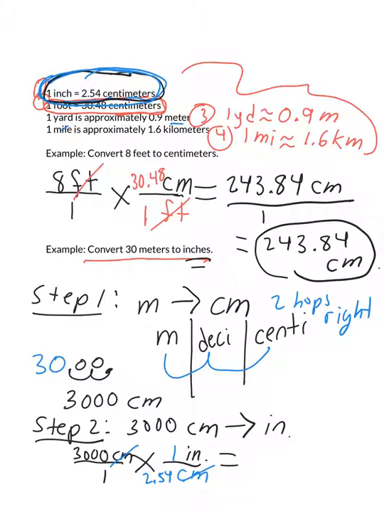So now we multiply across the numerators and denominators. On top, I see 3,000 times 1 inch for 3,000 inches. On the bottom, 1 times 2.54 for 2.54. Now, fraction bar means divide. So we're going to take 3,000 inches on our calculators and divide that by 2.54.